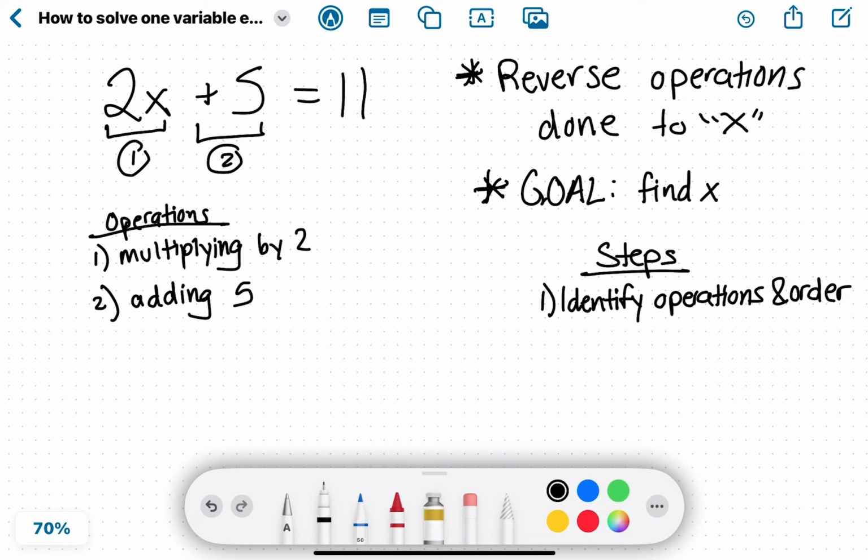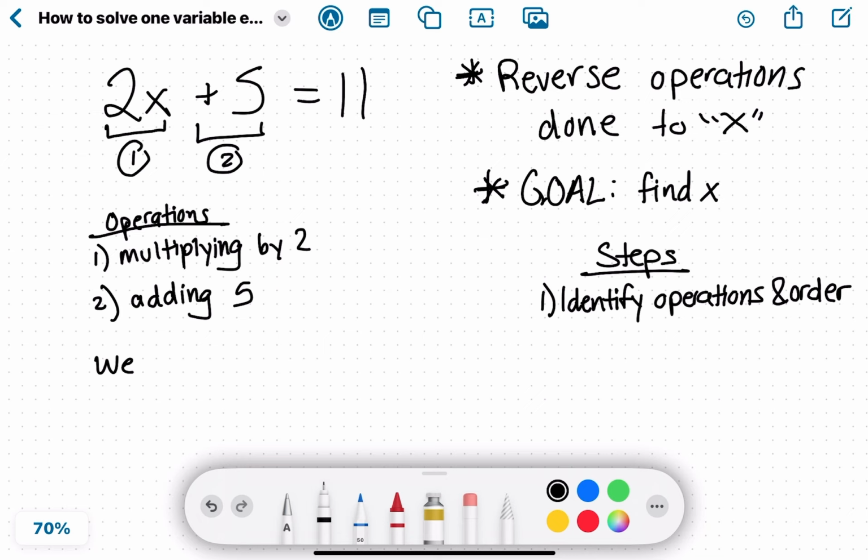Now, what we need to do is reverse this and the operation itself. So it's not just moving the order in which it's done. We also need to do the opposite operation. So what is the opposite of addition? Subtraction. The opposite of subtraction is addition. The opposite of multiplication is division. And the opposite of division is multiplication. So those are opposite operations. So not only are we changing the order and reversing it, we're also doing the opposite operation.